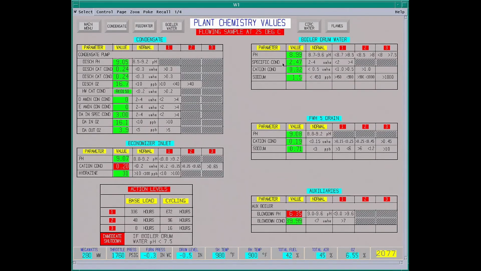You have your specific conductivity. This is all the dissolved solids in the water going in. Cat conductivity, this is all the anions, all your boiler water chemicals have been stripped out. We have sodium. Another thing we look for is chlorides and sulfates also.